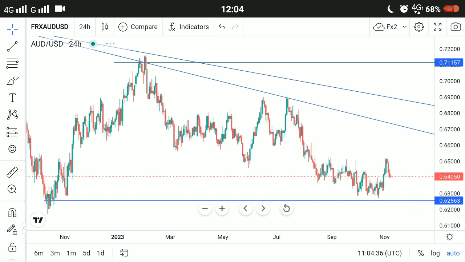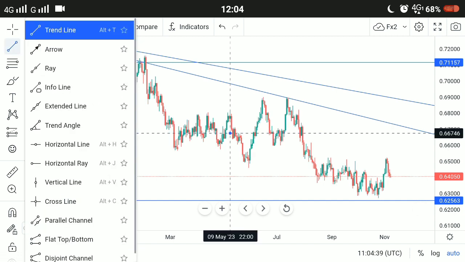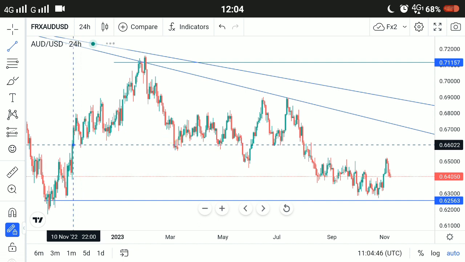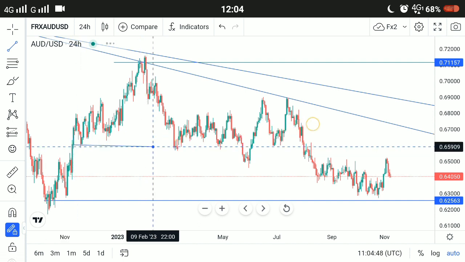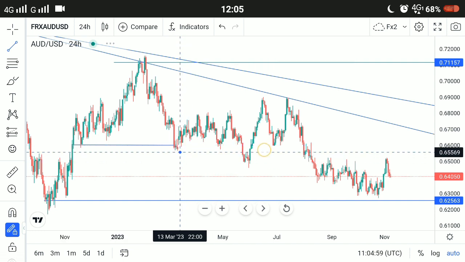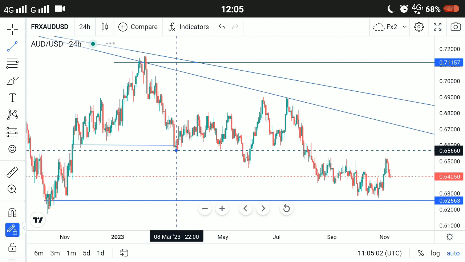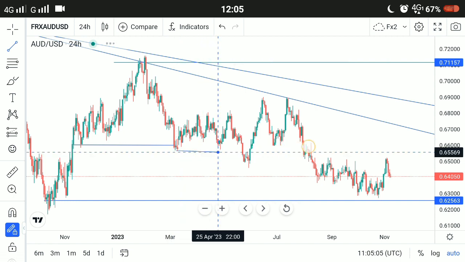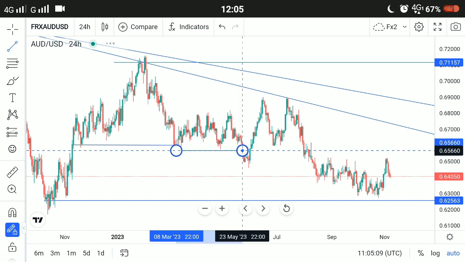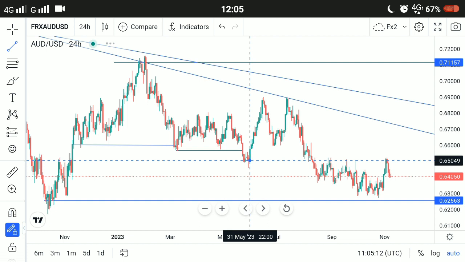Now let's start with the lower lows. Let's mark out our lower lows. They are also important. This is the first low point price got to. This is another one, and this is another one.